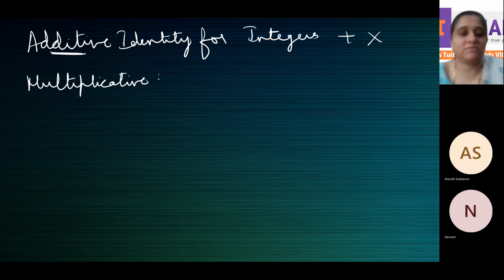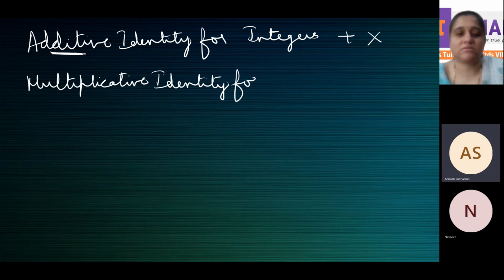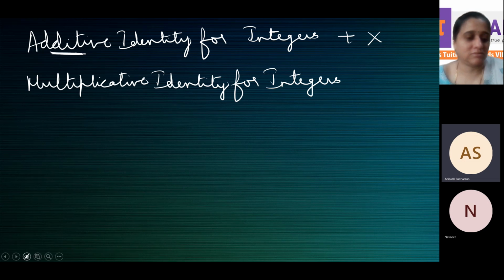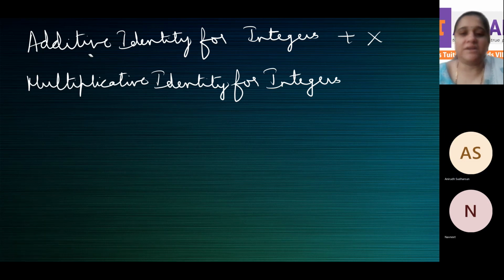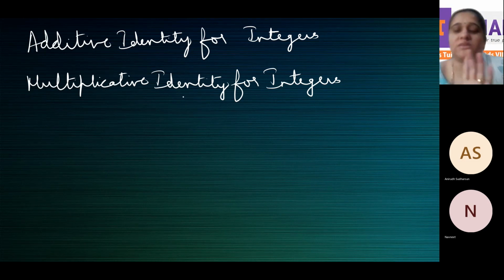Multiplicative identity for integers. Multiplicative identity is for multiplication and additive identity is for addition. So when it's additive identity, it's addition. Multiplicative identity is for multiplication. Now, Anirudh, you answer only this question. What is the additive identity for integers? I just want that answer, nothing else. Ma'am, 0.